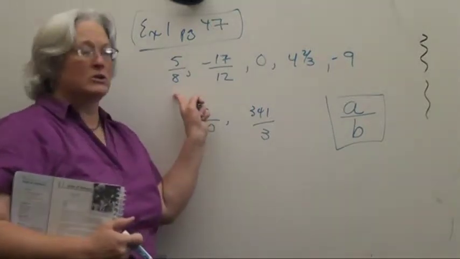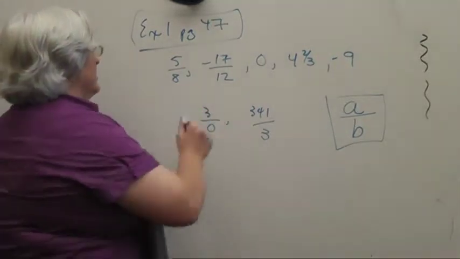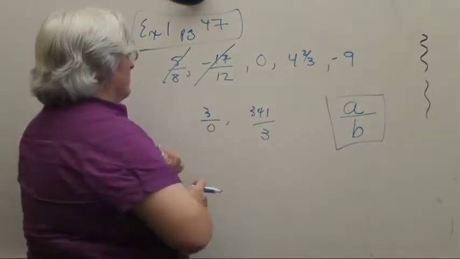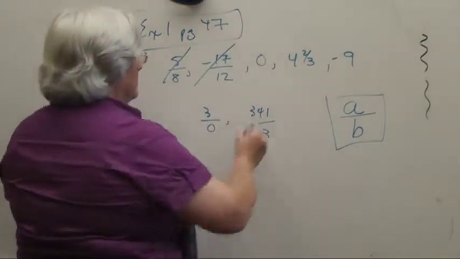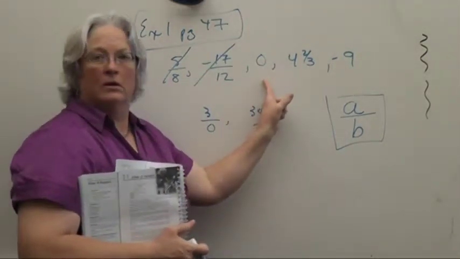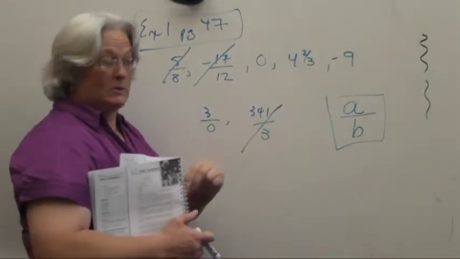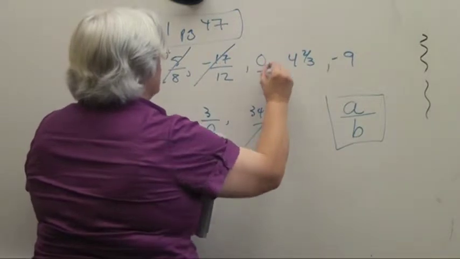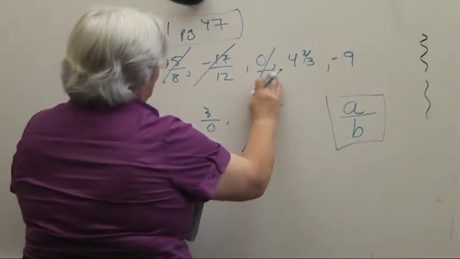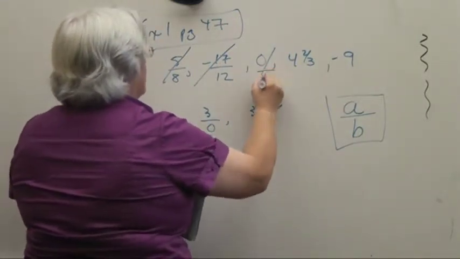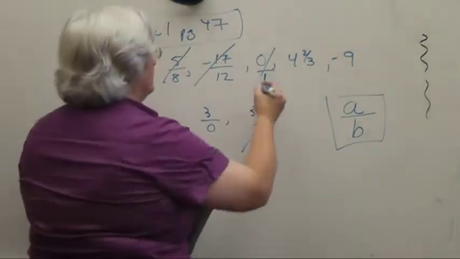This looks like a fraction. This looks like a fraction. So that one is correct. This looks like a fraction. What about 0? 0 is a whole number, but can you write it as a fraction? Sure. 0 divided by 1 is 0.